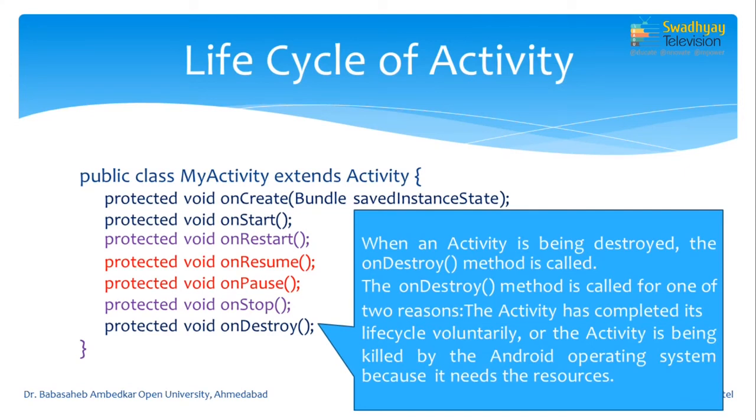The onDestroy method is called for one of two reasons. Either the activity has completed its life cycle voluntarily, that is the task is finished, or the activity may be killed by the Android operating system because it needs the resources. So either Android can destroy your application, or it is completed voluntarily after finishing whatever task was required. This is the life cycle of an activity.